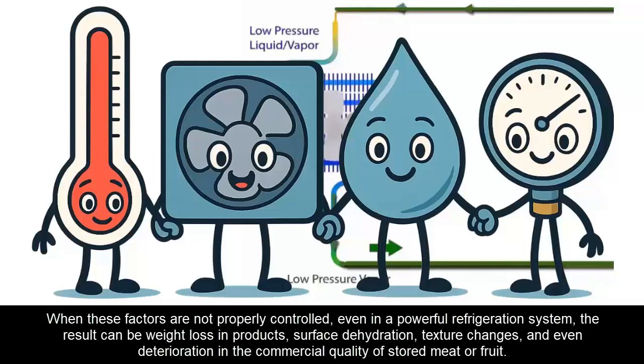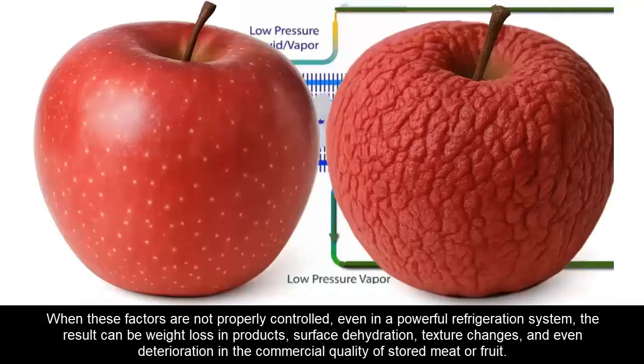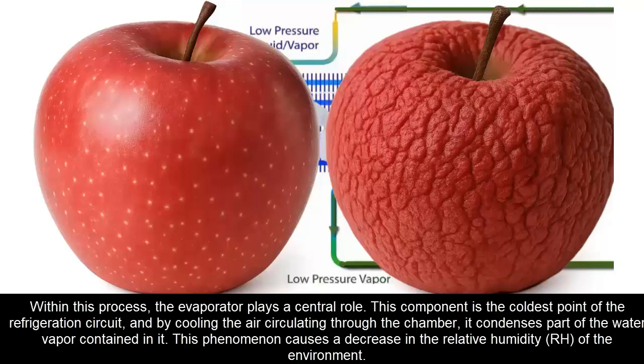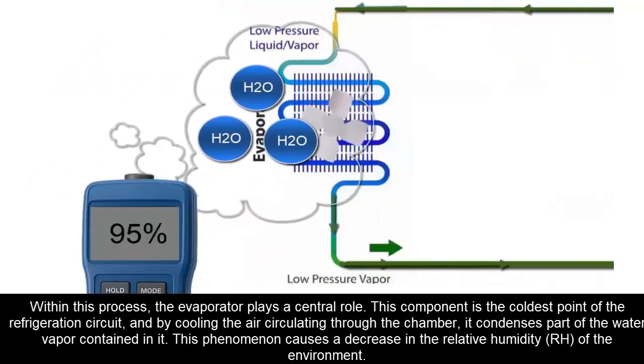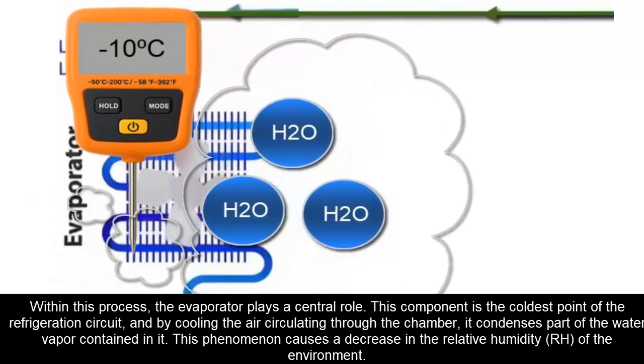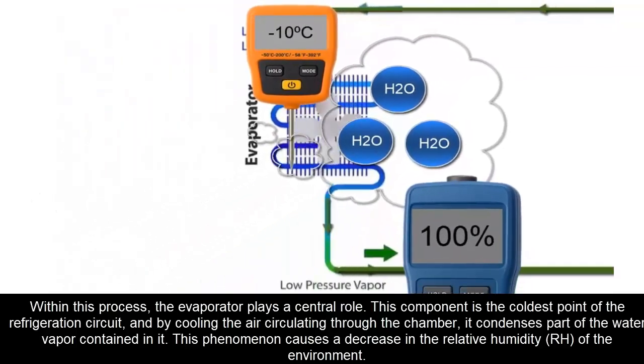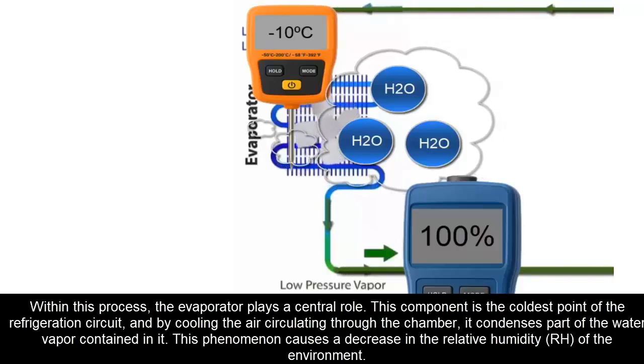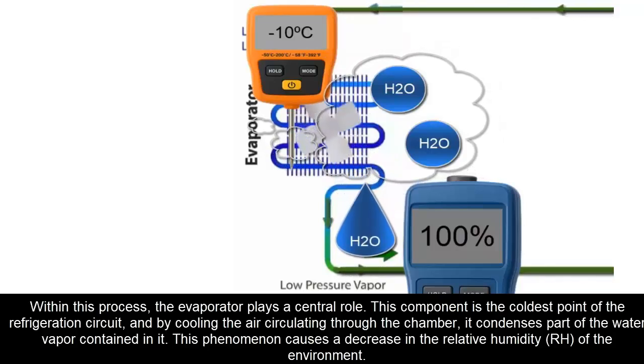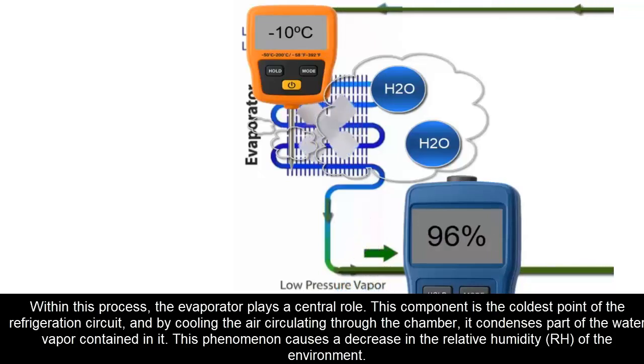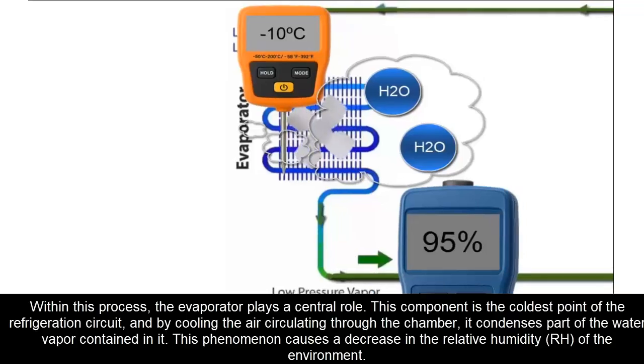When these factors are not properly controlled, even in a powerful refrigeration system, the result can be weight loss in products, surface dehydration, texture changes, and even deterioration in the commercial quality of stored meat or fruit. Within this process, the evaporator plays a central role. This component is the coldest point of the refrigeration circuit, and by cooling the air circulating through the chamber, it condenses part of the water vapor contained in it. This phenomenon causes a decrease in the relative humidity, RH, of the environment.